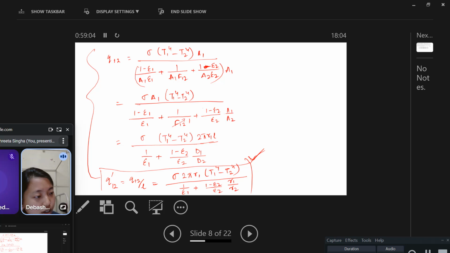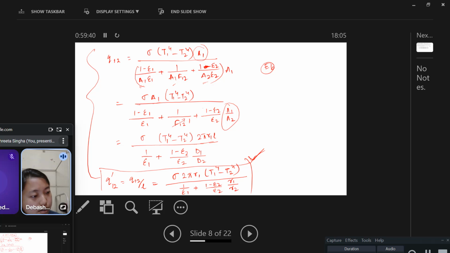Because the upper one does not have this A. Actually, the upper numerator is the emissive power form, so it does not have area in its formula. So what I did, I multiplied A1 with both numerator and denominator. In the numerator it has just EB, and in the denominator I have cancelled this A1, then this A2 I have written in A1 by A2 format.